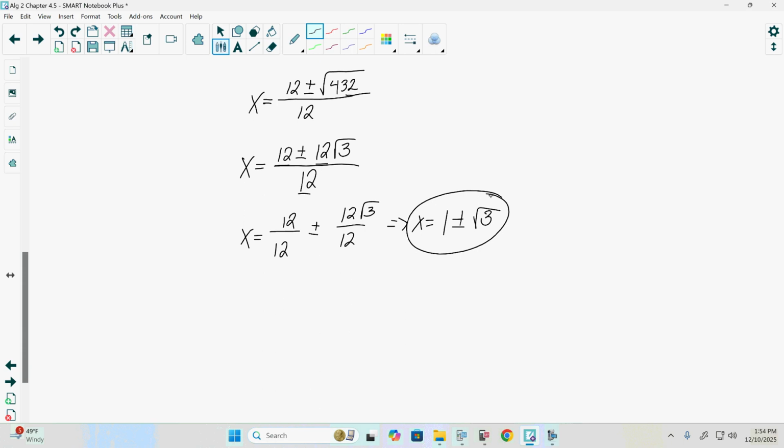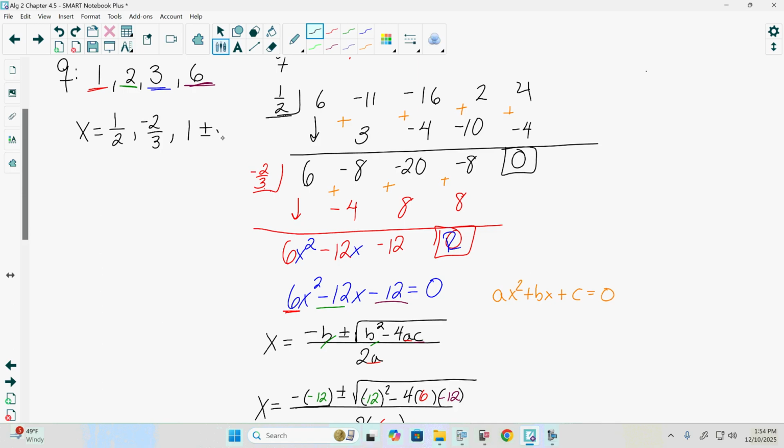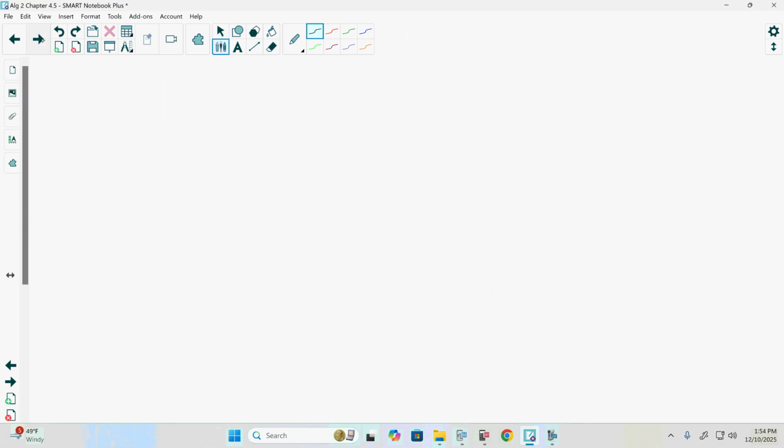So the other two solutions is 1 plus this or minus the square root of 3. And the plus or minus gives us a way to write two solutions as 1, so we don't have to write 1 minus the square root of 3 and 1 plus the square root of 3. We don't have both listed. Questions on this here? We're ready for the next one.